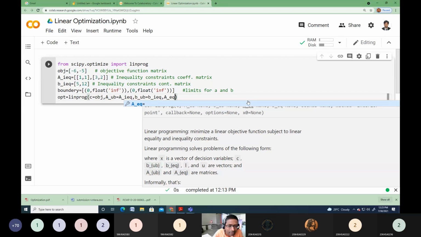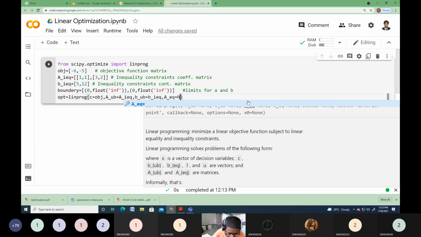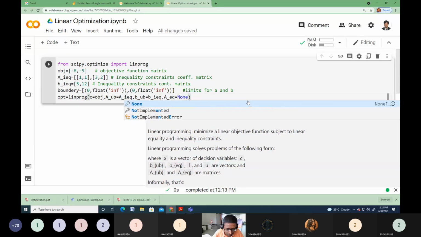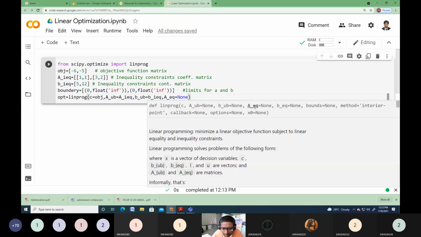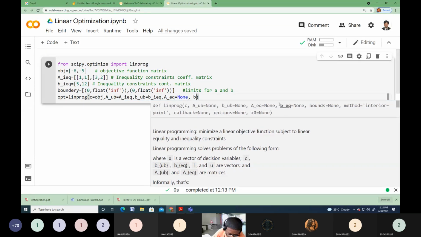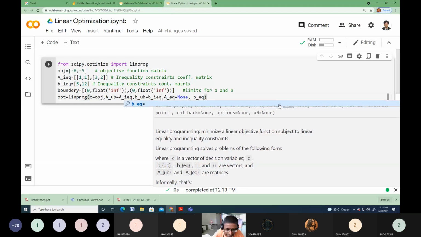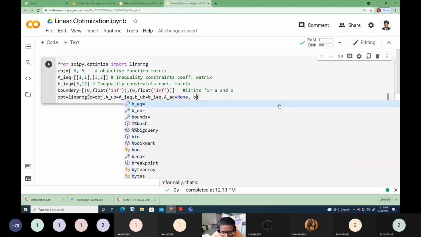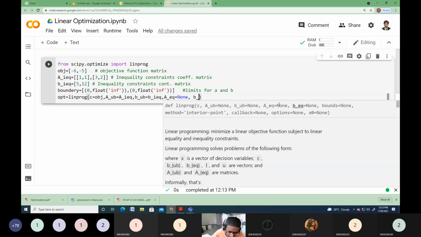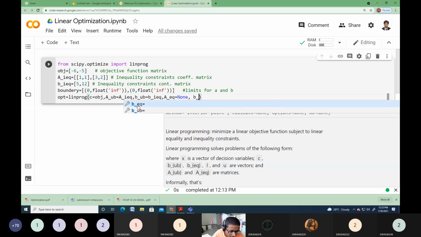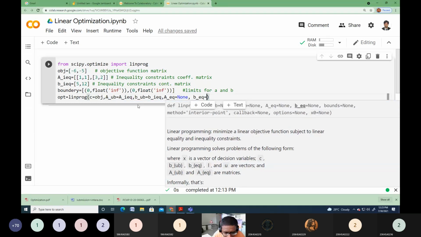Do you have any equality constraints in our problem? No, we don't have any equality constraints in our problem. So you can simply make it None. That's it. There are no equality constraints. Comma. Now b_eq, it will come automatically, so you can click it directly. That's equal to, so this will represent the constant matrix of your equality constraint.